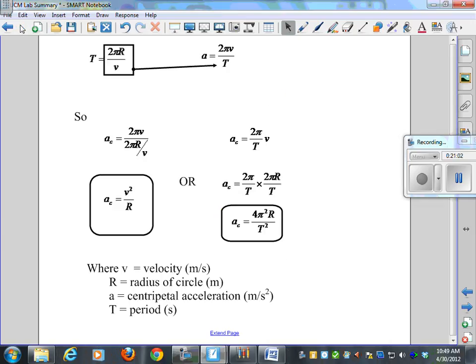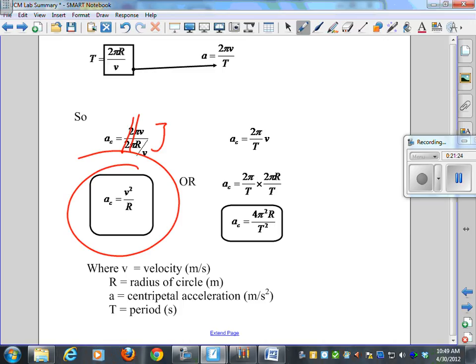Okay. So there's my 2 pi r over v going in place for t right there. Stefan's got 2 pi v over 2 pi r over v. The 2's and the pi's cancel. The v goes up top. V squared over r. Is that what you got, Stefan? Yes. Awesome. You're done.